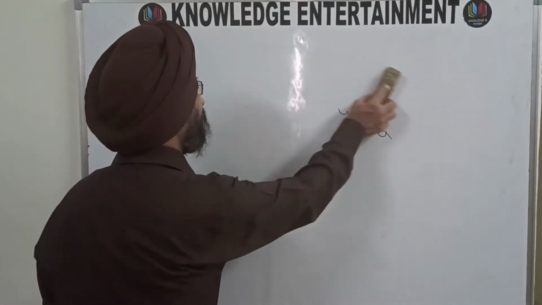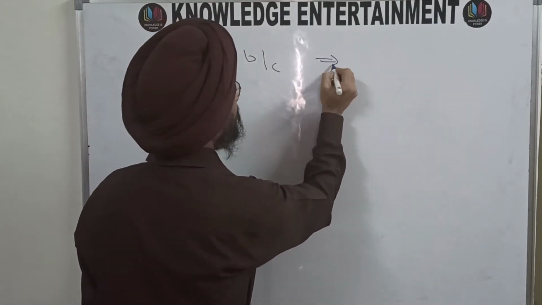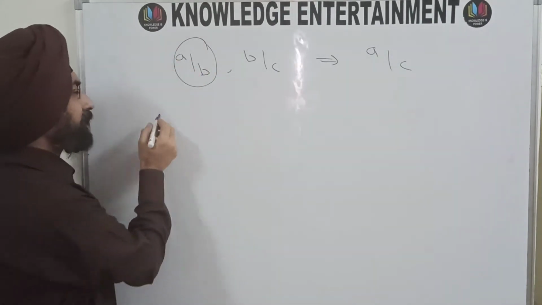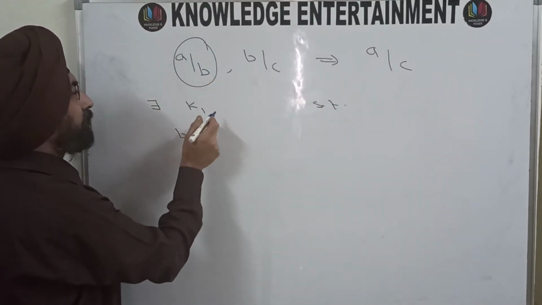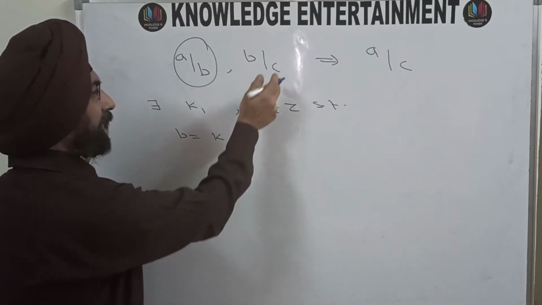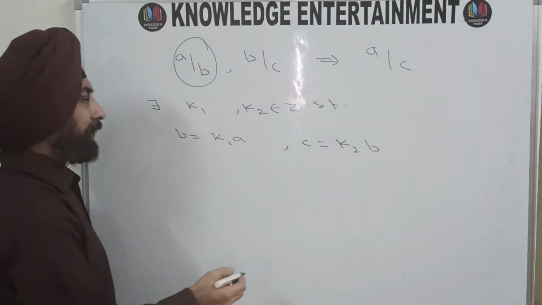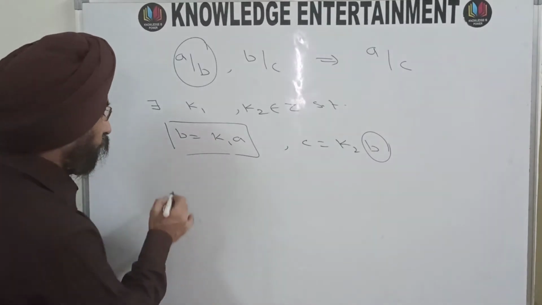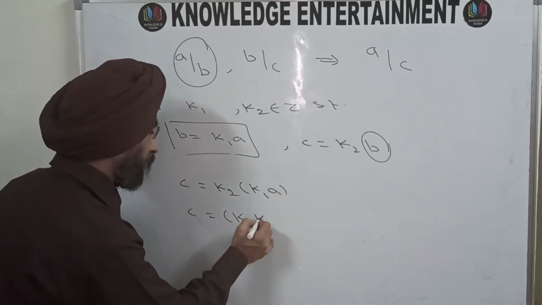Yes, the property is transitive, because if A divides B and B divides C, then A divides C also. The reason is very easy. Here A divides B. That means there exists an integer k1 such that B is k1 times A. And B divides C, so there exists another integer k2 such that C is k2 times B. Substitute the value of B, which is k1A. What you get is C is equal to k2 times k1A, and you can write it as C is equal to k2 k1 times A.